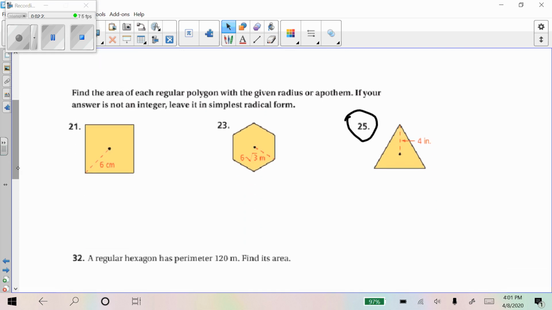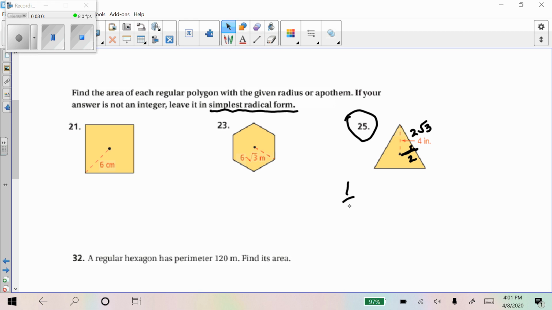Number 25 was another commonly missed answer. You were supposed to write it in simplest radical form. So let's go ahead and do that. We can use 4 as the side. Let's draw in an apothem right here. And then this is a 30, 60, 90 triangle. And the hypotenuse is 4, so this apothem right there would be 2. And this piece right here would be 2 times the square root of 3 since it's a 30, 60, 90. So double that for the side length.